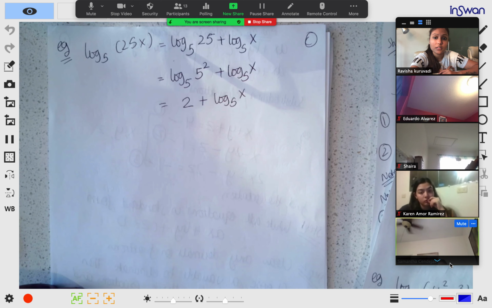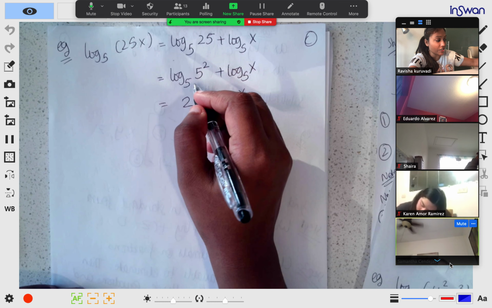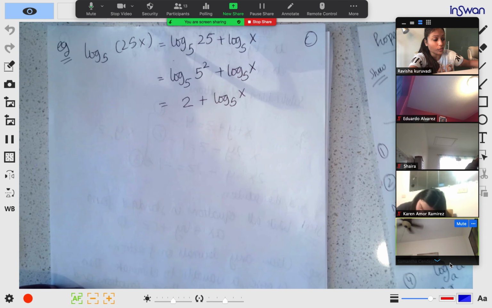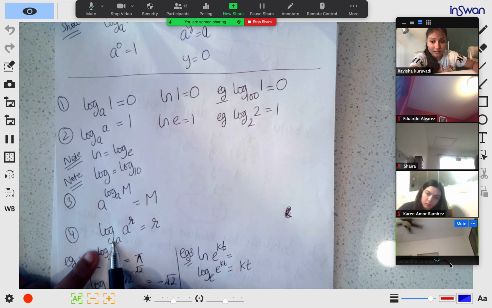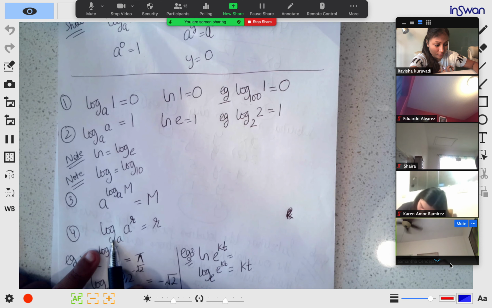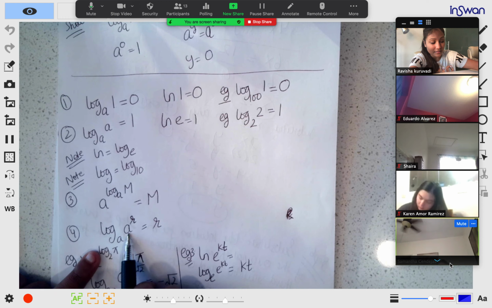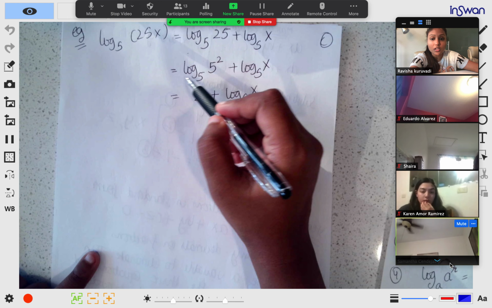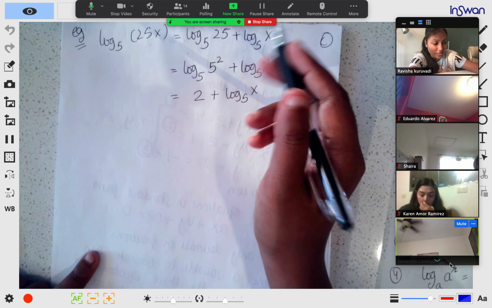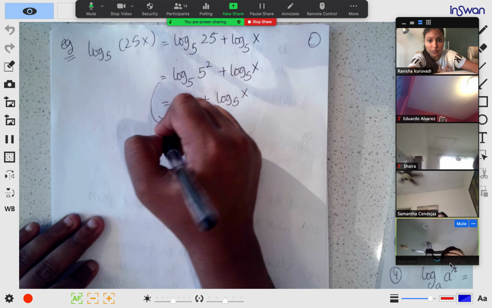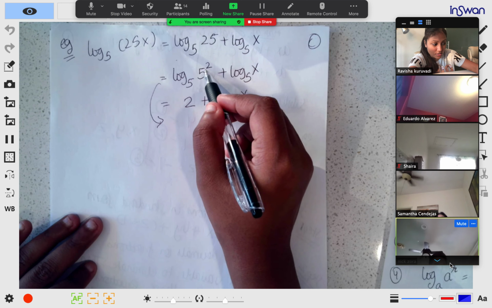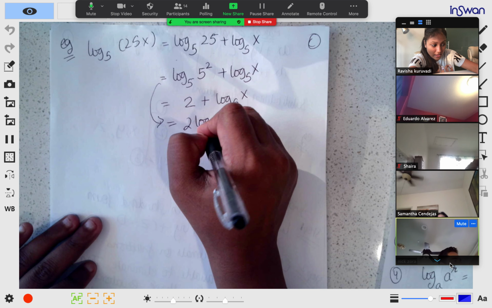Yeah. Okay, this is a property we did initially, my fourth property. When both are the same number, they cancel. Or if you don't remember this step, how you can do it is: what does log do? It picks up the exponent and throws it in front, right? So you get 2 times log 5 of 5, plus log 5 of x.